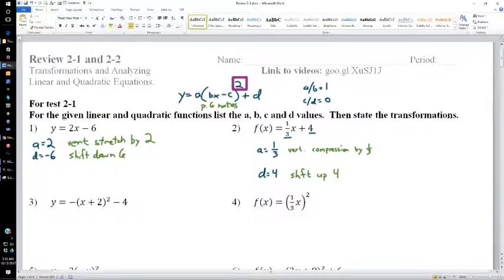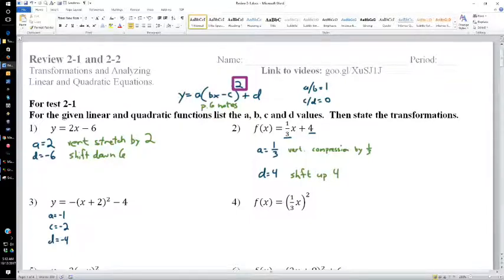Alright, 3 and 4. Remember, these ones are both quadratic, so this little squared up here, we don't have to worry about it. That's what makes it quadratic. So that's not really a transformation. That's just what makes it what it is. So for this one, you have a is -1. B is still 1, so we don't have to worry about that. C is -2, because we have to flip the c value, and D is -4.